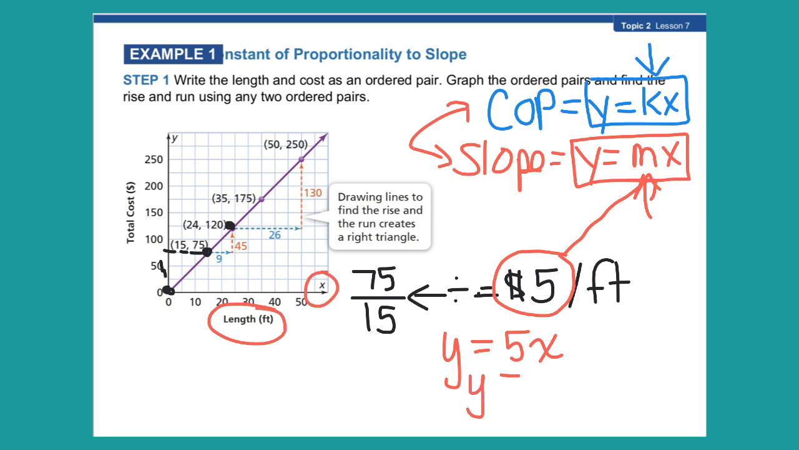So the question said, how much would 50 cost? Well, 50 is going to cost $250. We got that 3 different ways, actually. We got it through unit rate. We got it through constant of proportionality. We got it through slope. And technically, we could do it one more way. We could go over to 50, head up to our line, and get 250. There were a lot of ways to answer this question.